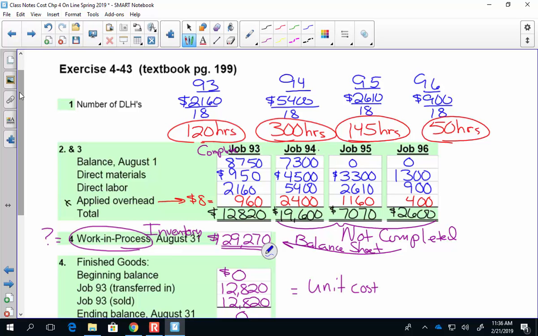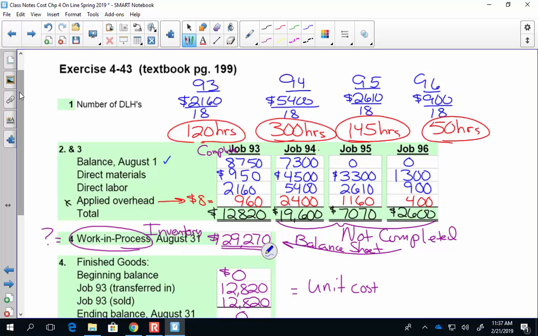What students sometimes forget is, remember, we normally don't complete a job all in 1 month, right? So there might be some costs that occur in a prior month. So that's where those beginning balances need to be added to our material and labor and applied overhead for the current period. And that then will become our total cost.